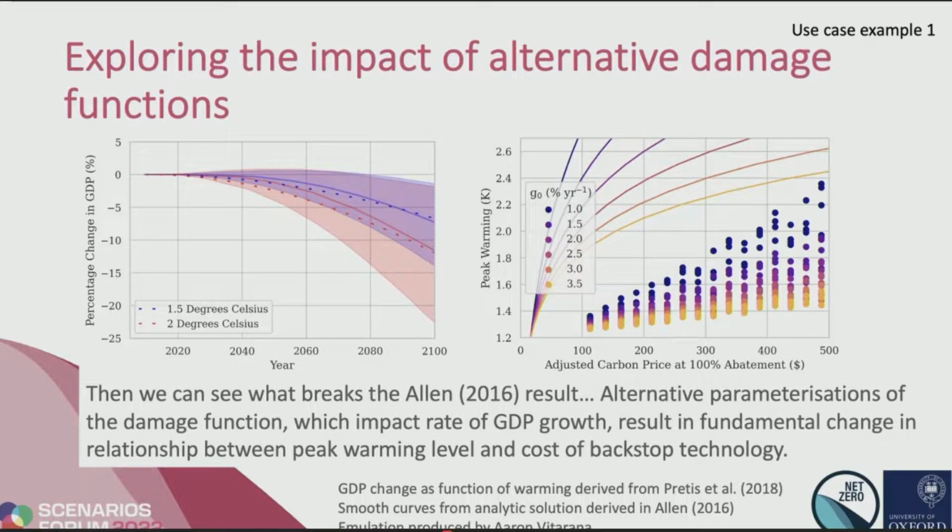So here is a different formulation of the damage function in which we have changed the damage function to actually impact the rate of GDP growth, which is not assumed to happen in the standard formulation. So we follow a study, Prentice et al. 2018, to derive a percentage change in GDP for a given level of warming. And we show that that completely breaks the relationship that was found from the analytical results. So we can do some interesting things that would be quite difficult to achieve in an integrated assessment model world because of the computational expense, and also you can't do numerically.